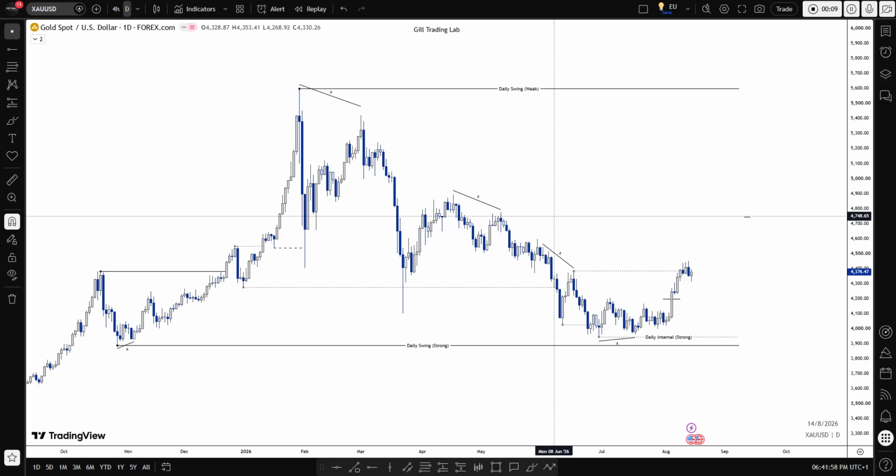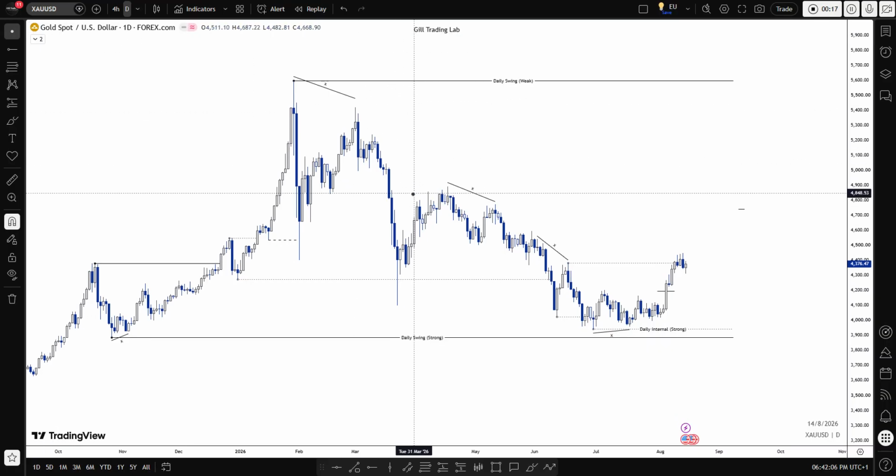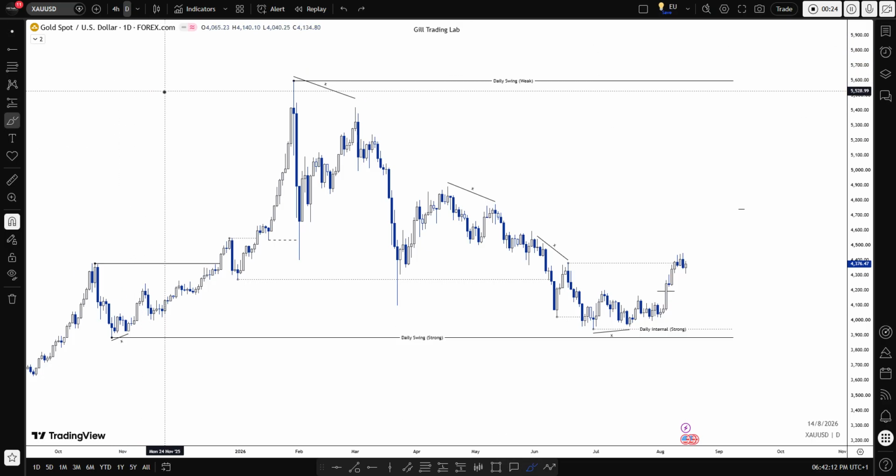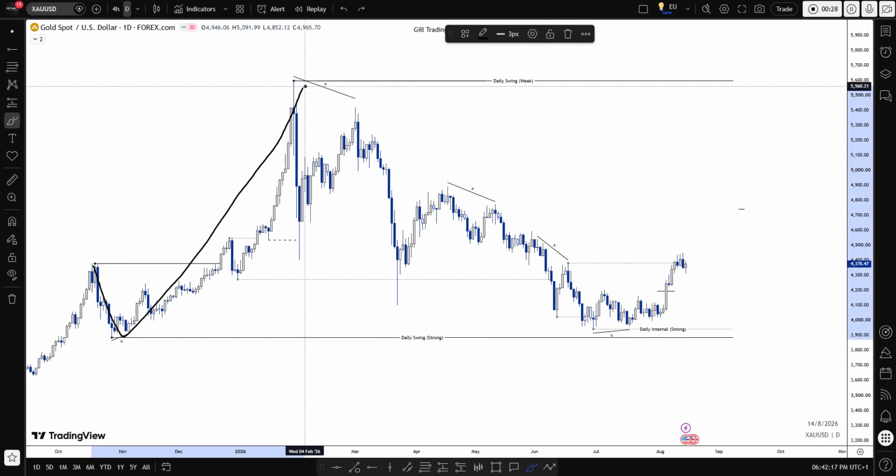So on today's video, I'm going to be doing a weekly focus on gold against the dollar, and I'm going to start from the daily time frame. As you can see here on top, it's the daily time frame. So let's start. On the daily time frame, my swing structure is bullish. This is my current swing range. This is my strong swing low, and this is my weak swing high.